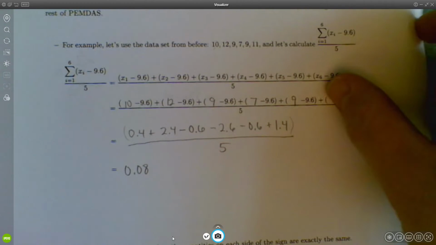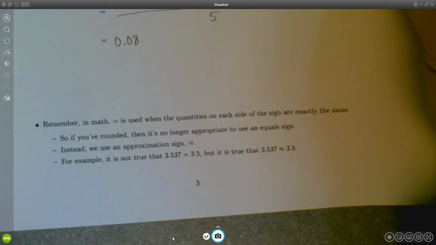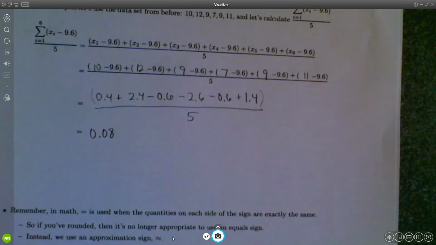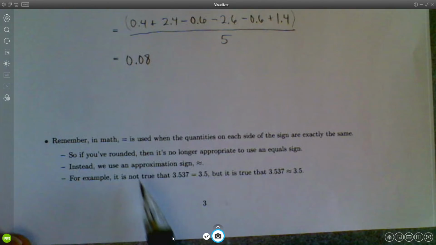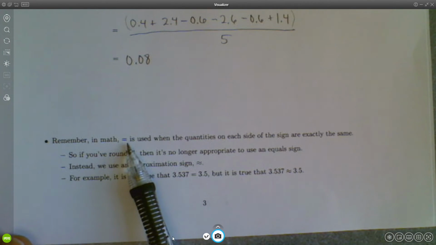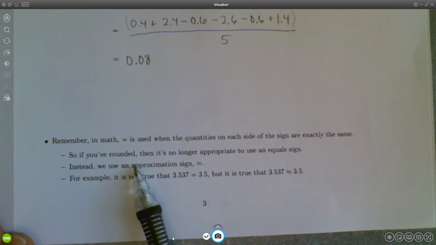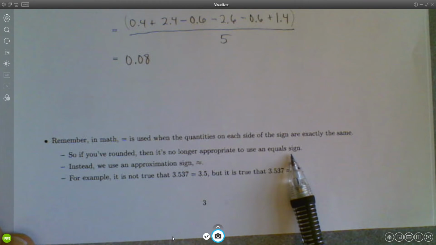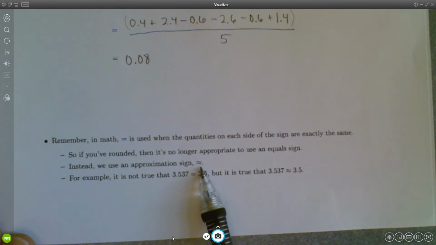Okay. One last thing, and I've mentioned this before, but I want to mention it again: in math, you use an equal sign when the two values are exactly the same. If you've rounded, then it's no longer appropriate to use an equal sign. Instead, we use an approximation sign.